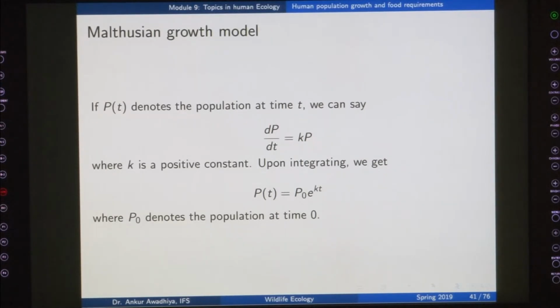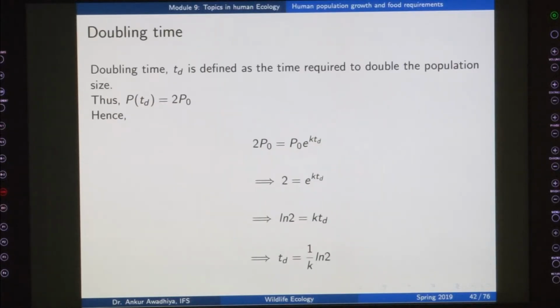So, this would say that we have a population that is increasing exponentially, and from here we can define this term called the doubling time. Now, doubling time or TD is defined as the time that is required to double the population size. So, suppose we started with 1 million people. How much time does it take for the population to increase from 1 million to 2 million, or from 2 million to 4 million, or from 4 million to 8 million? That time TD is called the doubling time.